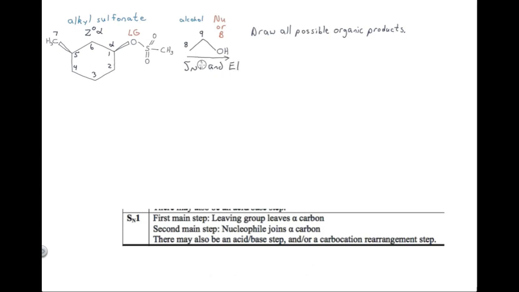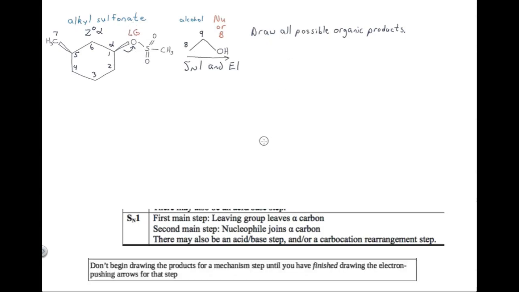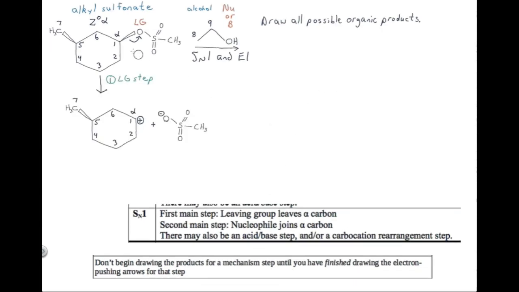I'm going to start with the SN1 mechanism. The first step is for the leaving group to leave the alpha carbon. Actually, I know that's also the first step for E1. So we draw that first arrow, and now we can draw the products from this step. Notice that first I draw the electron pushing arrow. Only now will I begin drawing the products from this step, following this rule. This arrow tells us to break the bond between carbon 1 and the oxygen, and it also tells us to change the charges on carbon 1 and the oxygen.